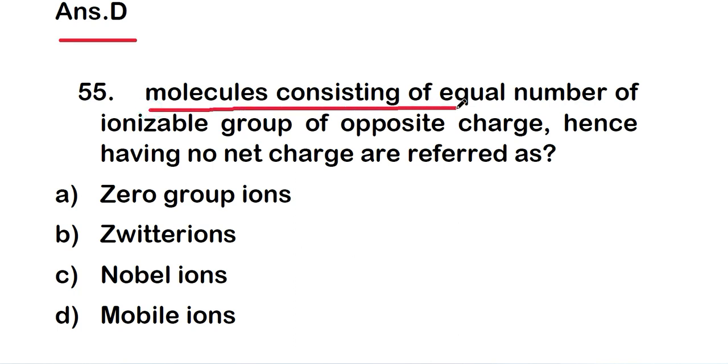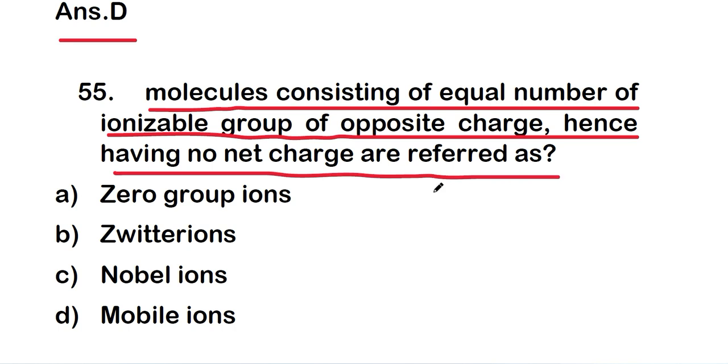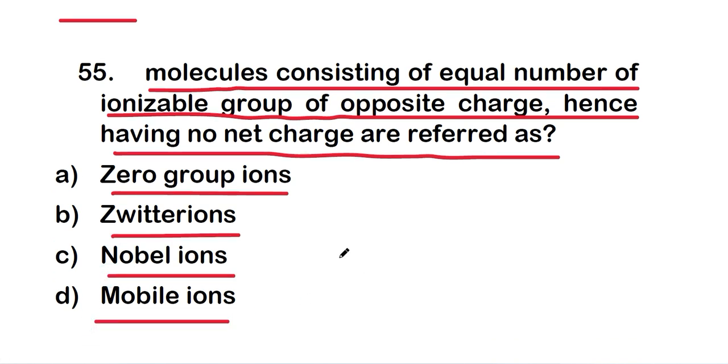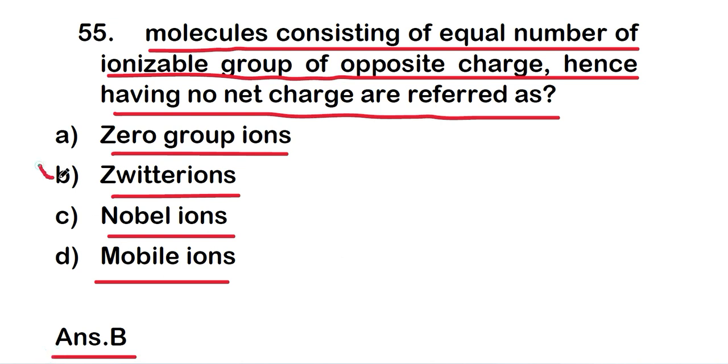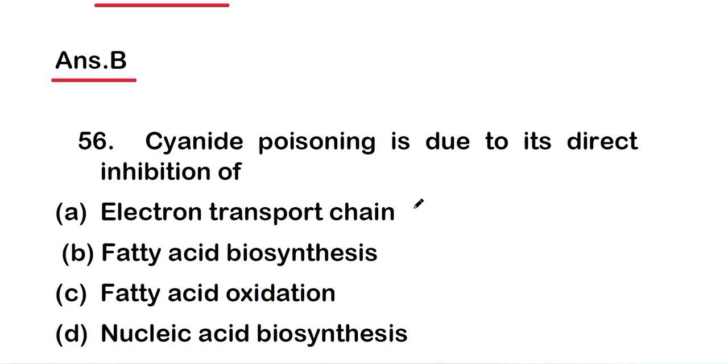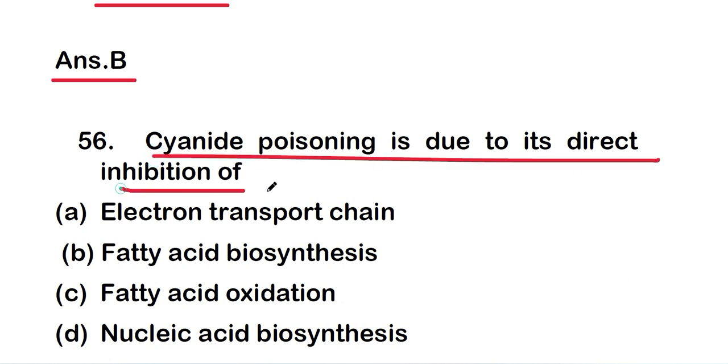So molecules consisting of equal number of ionizable groups of opposite charge, hence having no net charge, are referred to as option A zero group ions, option B Zwitter ions, option C noble ions, or option D mobile ions, and the right answer is option B, that is Zwitter ions. So molecules consisting of equal number of ionizable groups of opposite charge, hence having no net charge, are referred to as Zwitter ions.